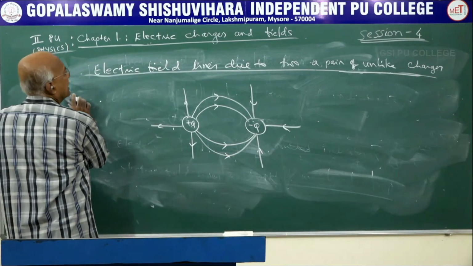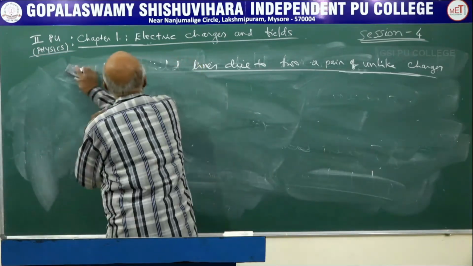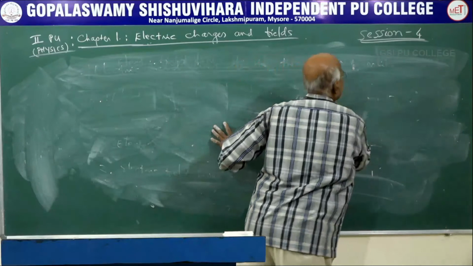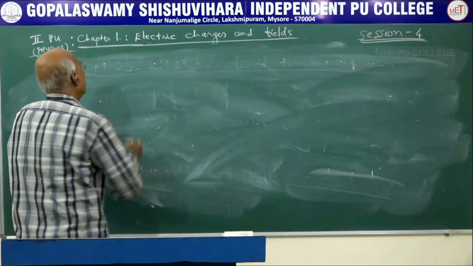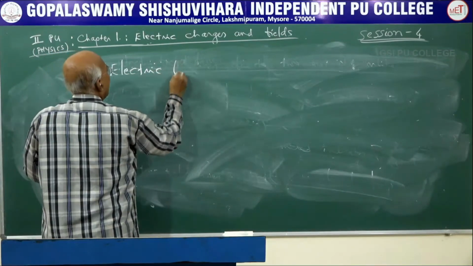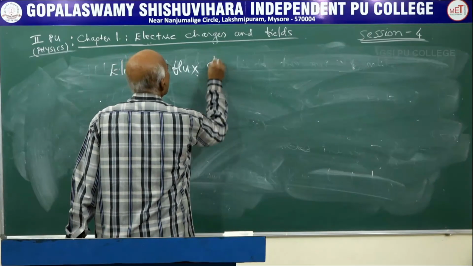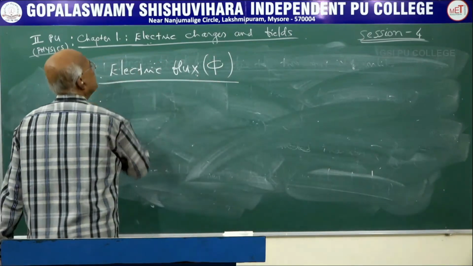Now the next concept is what is called electric flux. We will write what electric flux is. Now we will introduce a new concept, called electric flux. Electric flux is written as phi. So this is the symbol.